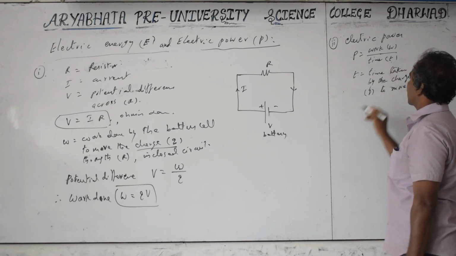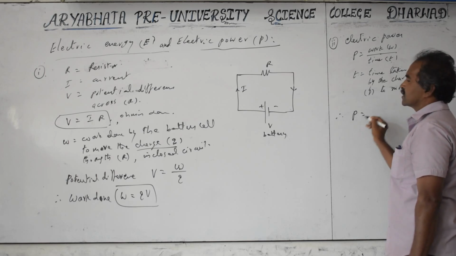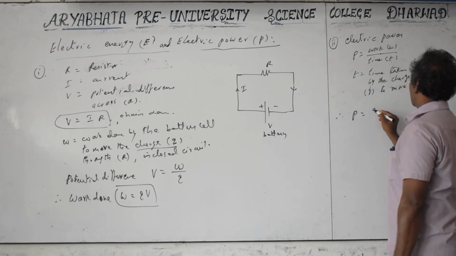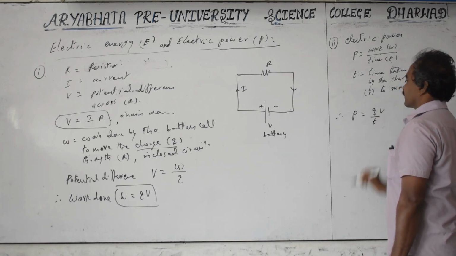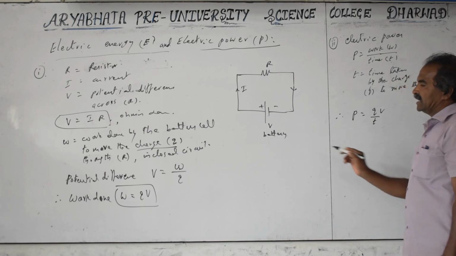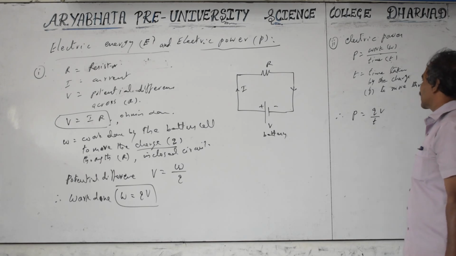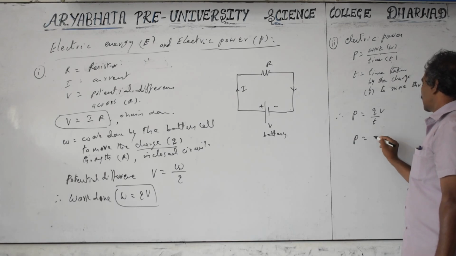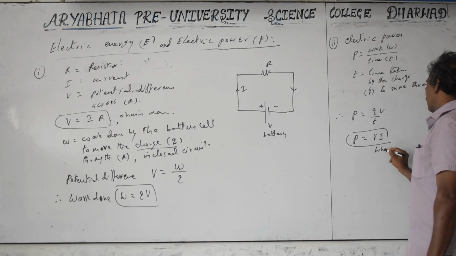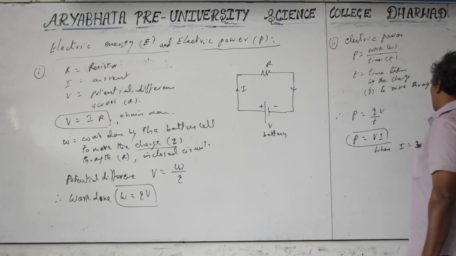Power is equal to work by time. Therefore, power becomes Q into V by T. If you want, you can take dV, dQ, and dt as well. Charge by time is nothing but current. So P is equal to I into V, or V into I, where I equal to Q by T is the current.